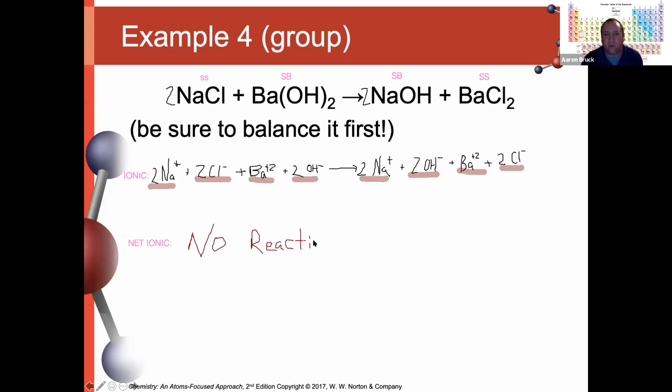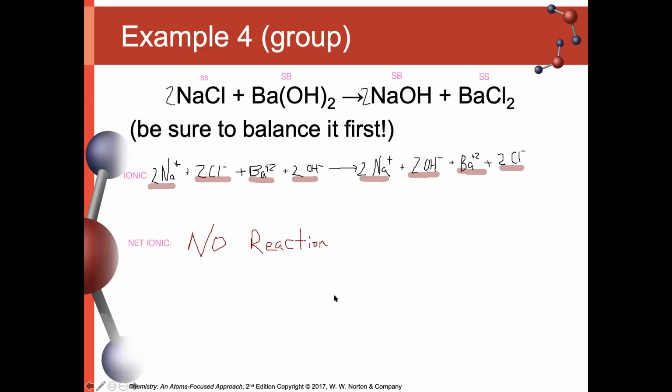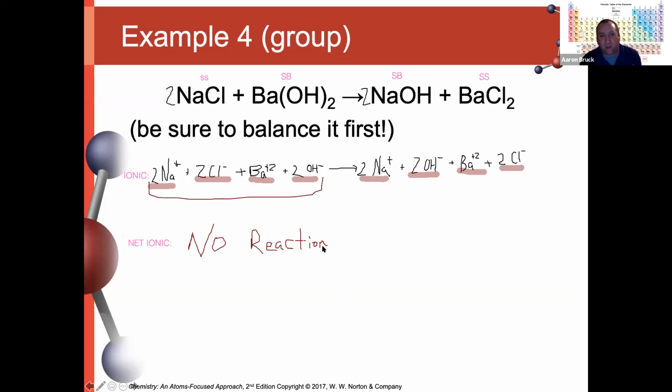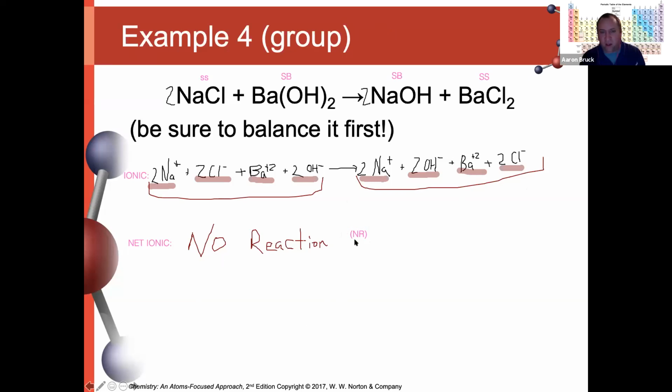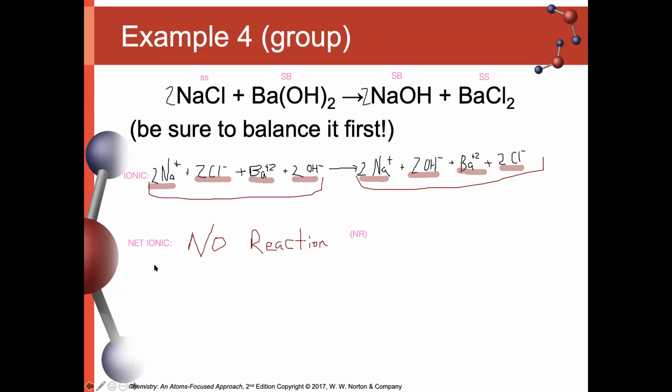Well, it's pretty simple. Oh, because nothing happened. Everything just stayed the same, basically. Yeah, there's no reaction. Okay. Everything that was here at the beginning is here at the end. There's been no rearrangement. There's been no restructuring of the bonds. There's been nothing new. Everything that was there before is there after. This is no reaction. So we can write it out this way. We can say NR for no reaction. The bottom line is the net ionic equation is blank. There's no reaction. Nothing happened.